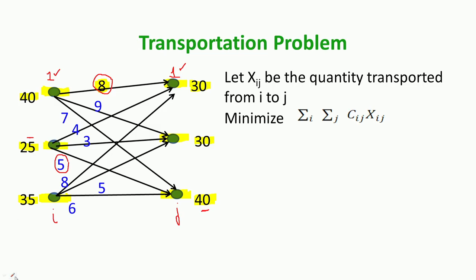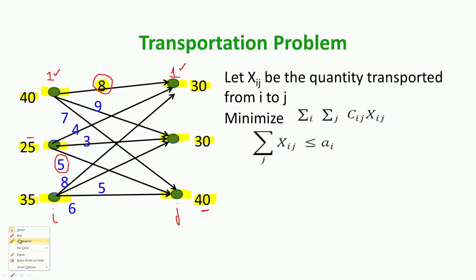Now, what are the constraints? The constraints to this problem will be sigma Xij summed over j is less than or equal to Ai, for i equal to 1 to 3. So, let me explain this constraint. Now, Ai are the supply quantities that are available.